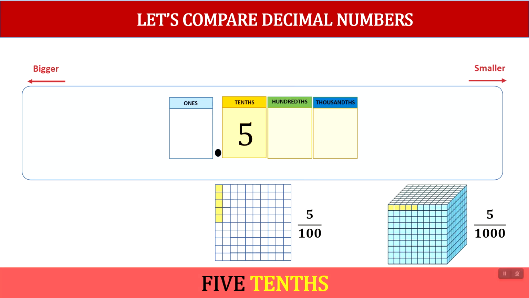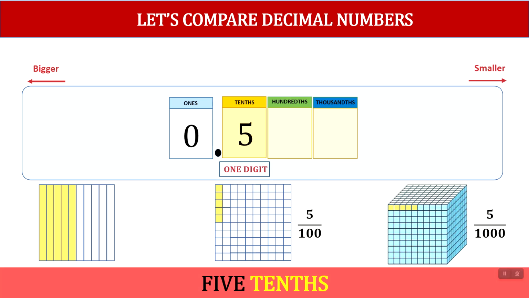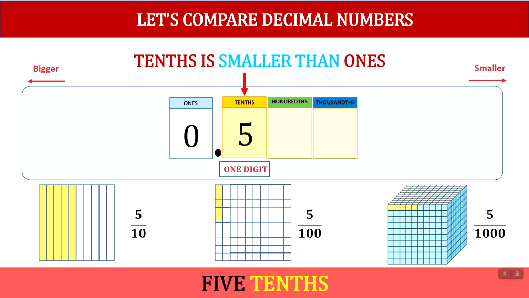Now let's look at 5 tenths. We put a 5 in the tenths column and 0 in the ones. It has 1 digit after the decimal, and we represent it in this diagram. We can see that 5 out of 10 strips is shaded, and we can see that that is a bigger amount of shaded space than the other diagrams. That's 5 out of 10. Tenths is smaller than ones, and that is because tenths is to the right of the ones column. The columns to the right, the digits have a value that is smaller than that to the left.